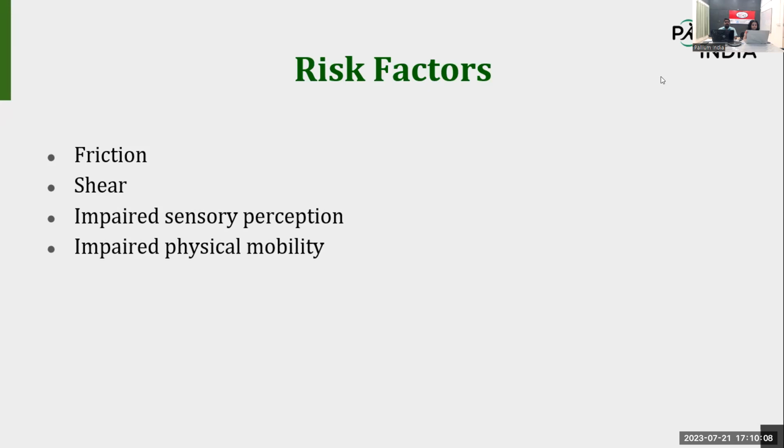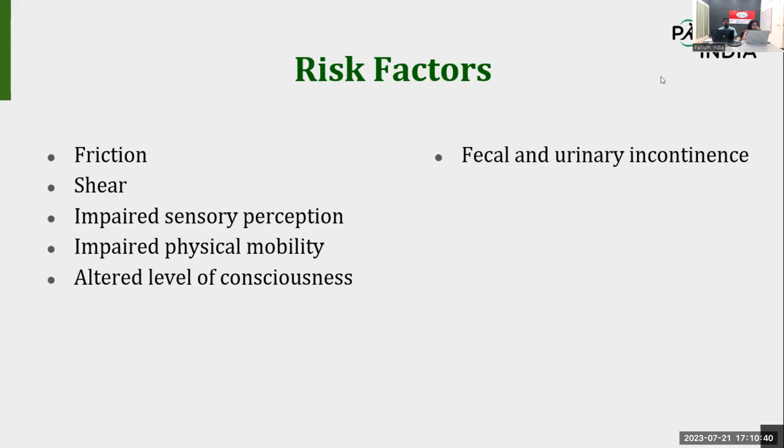Then impaired physical mobility. The patient knows how to change position, how often to change position, the importance, everything. But due to the impairment, the patient is unable to change position, or maybe nobody is nearby to change the position. Then altered conscious level. The patient is conscious, but an altered level of consciousness leads to the same condition, unable to change position. Then urinary or fecal incontinence. Continuously, the skin is getting contact with fecal matter or urine, which will damage the skin layer. So it will lead to peeling of the skin and pressure sore.